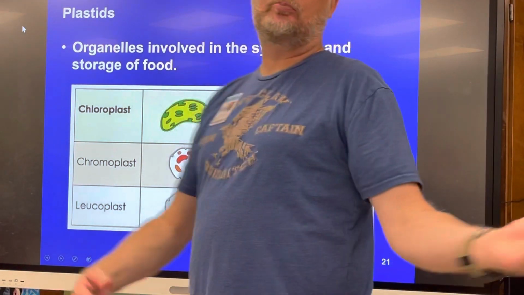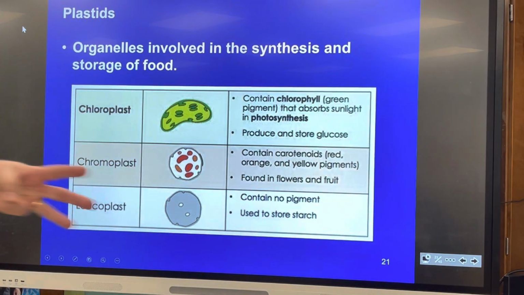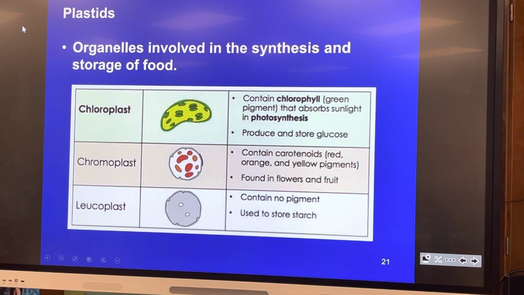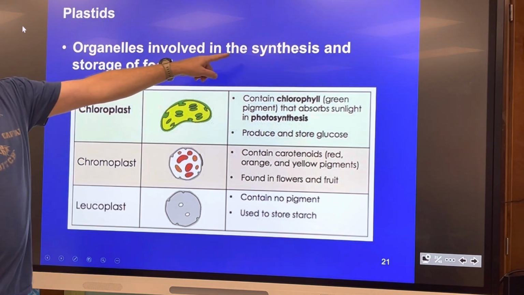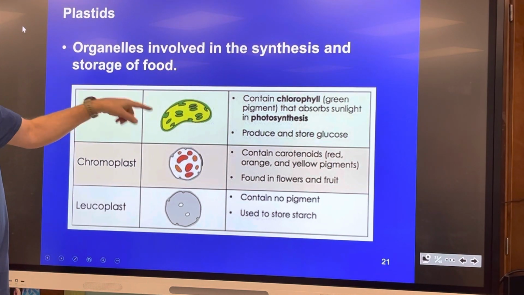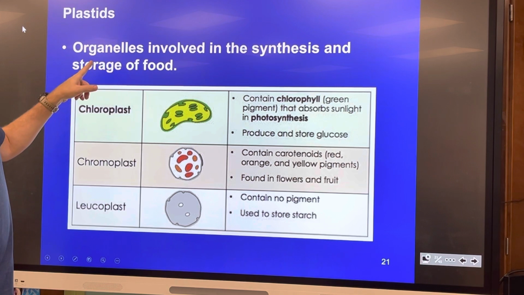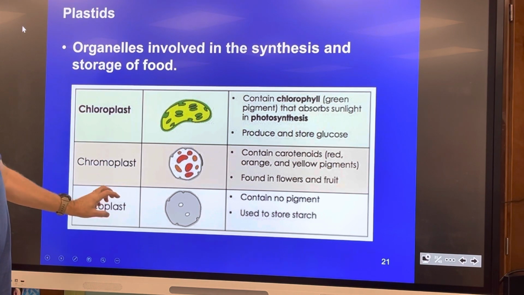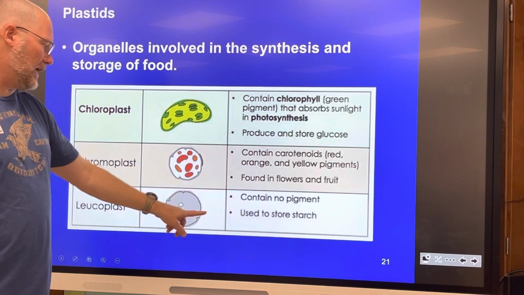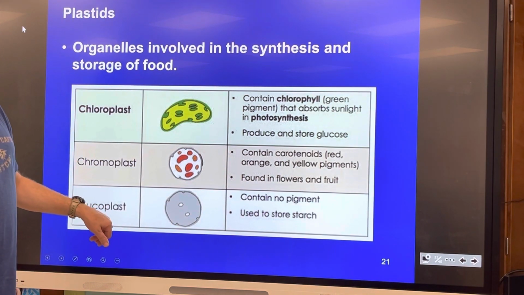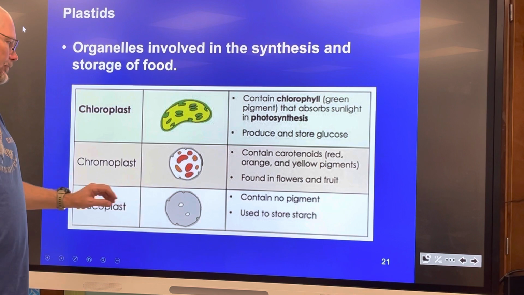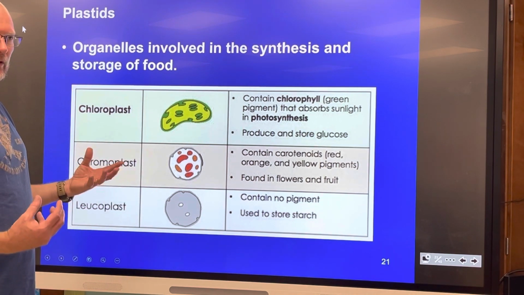And then they have these things called plastids, and there are 3 different kinds. You really have to know about the first one, the chloroplast, but I'm going to mention the other 2. These organelles are involved in the production or synthesis of food and storing it, okay? So the leukoplasts are storage. Leuko means white, so they don't have any color at all. No pigment. Pigment means color, like pigments in paints.